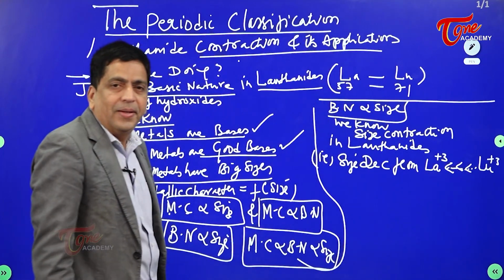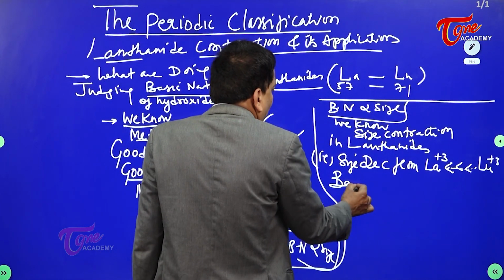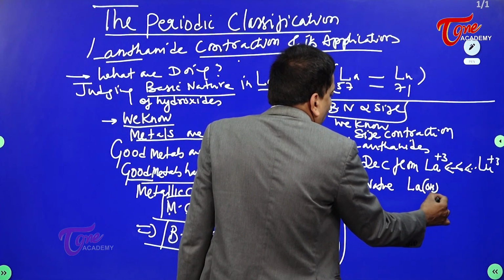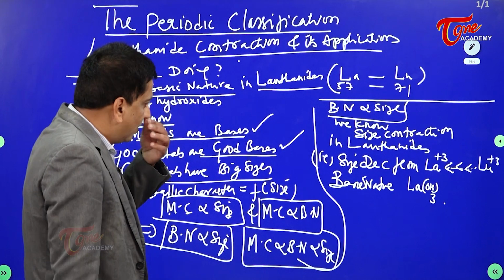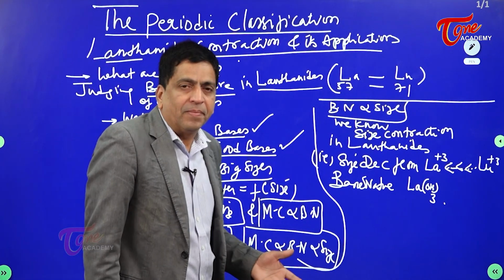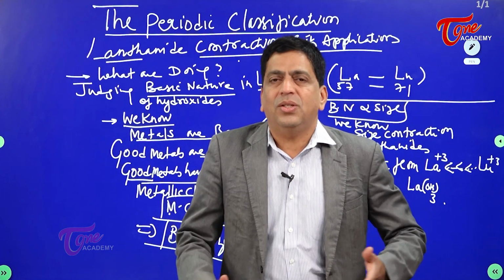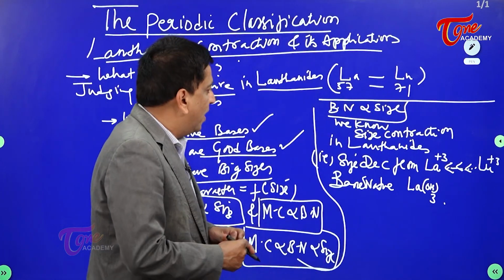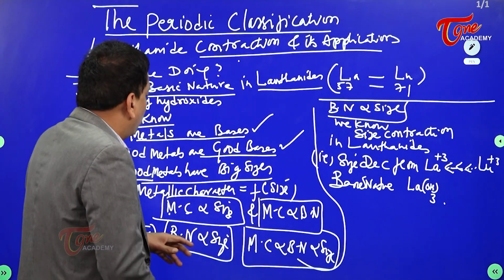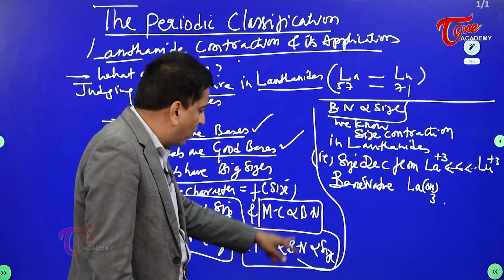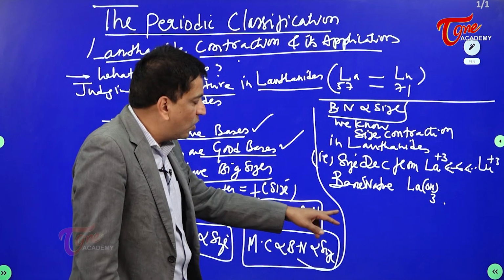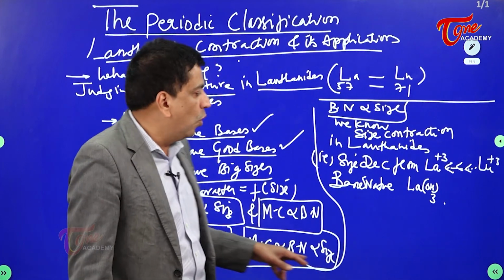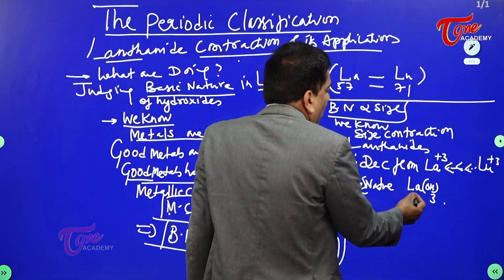If that is the case, then basic nature of lanthanum trihydroxides, size decreases. So the biggest size is possessed by what? Lanthanum, right? You can see here, size is more, basic nature is more. Size is less, then I think the basic nature is less. You must understand, right?